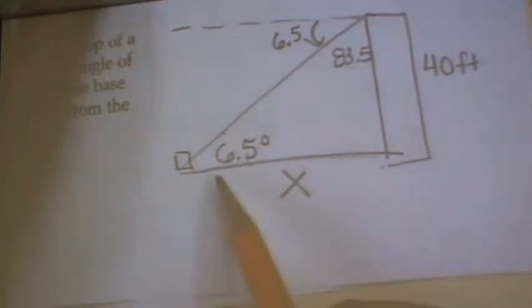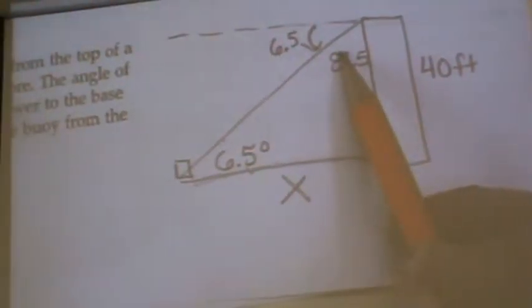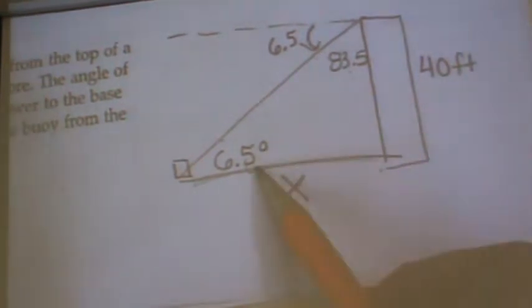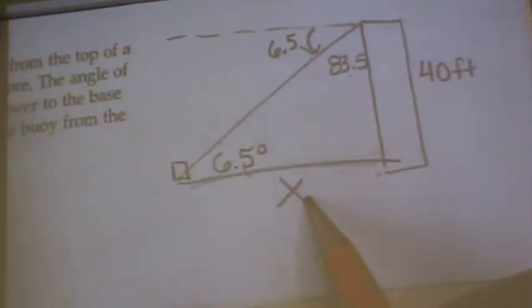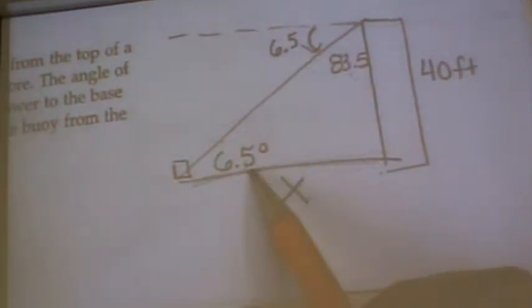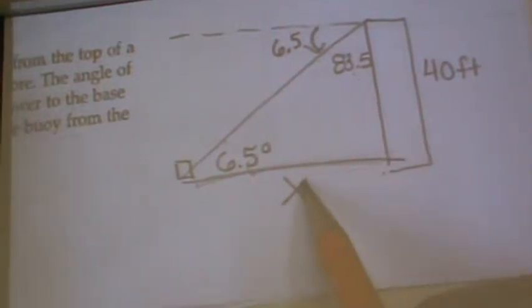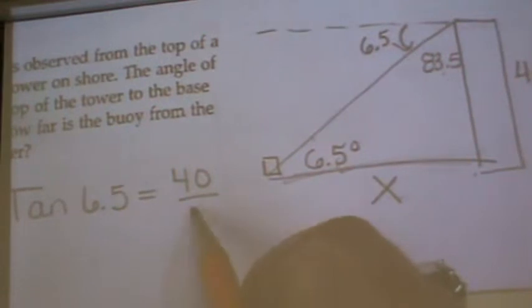So if you want to use your 6.5 and not have to subtract, you can use that number or you can use this number. But I would use what trig function to find this side in reference to this angle, and you know that. Anyone? Tangent of 6.5 is equal to the side opposite over the adjacent.